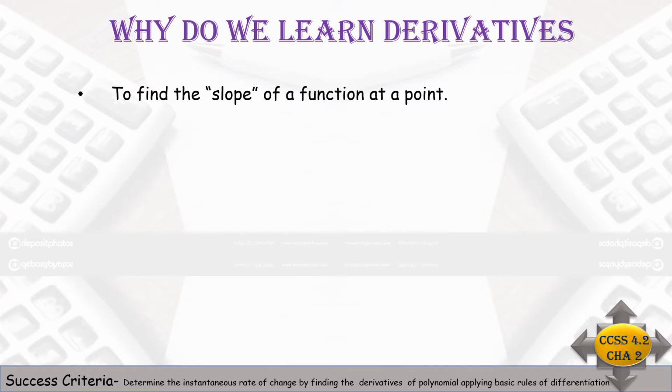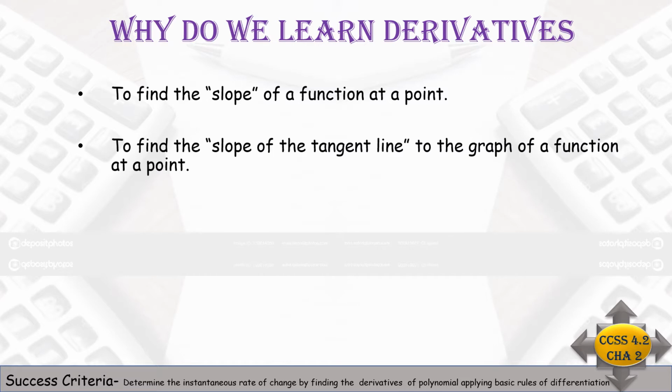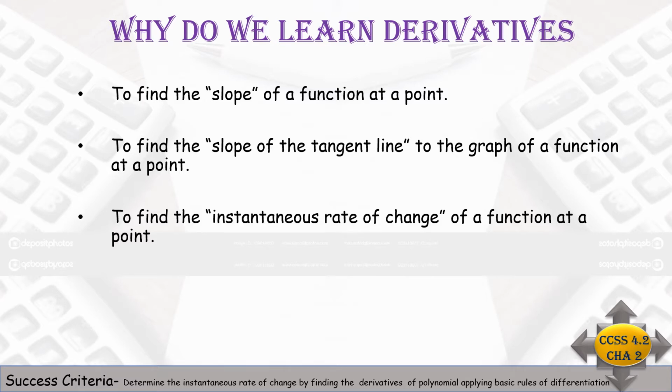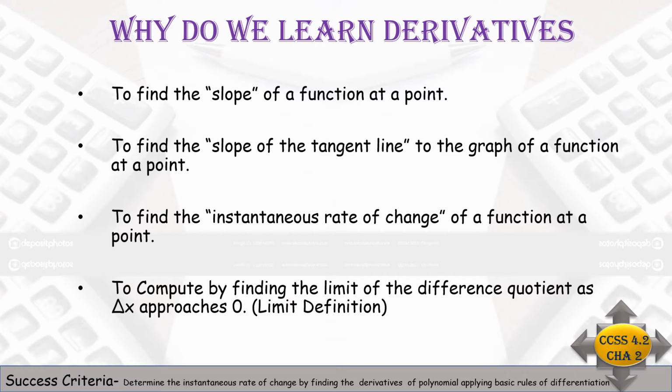Now, we learn derivatives in order to determine the slope of the function at a particular point. We find the slope of the tangent line to the graph of the function at a point, and also we determine the instantaneous rate of change of a function at a point.